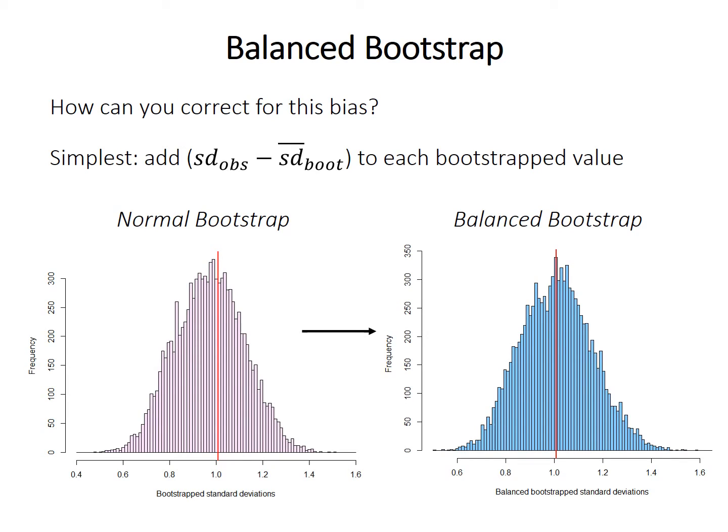In the previous example, the mean bootstrap value is about 0.08 units smaller than the observed value from the original data, so we just add 0.08 to each of our individual bootstrap trials. We do 10,000 of them, so we add 0.08 to each of those 10,000, and that shifts the sampling distribution a little bit to the right, so now it's centered on the observed value, which you see in the balanced bootstrap on the right there.